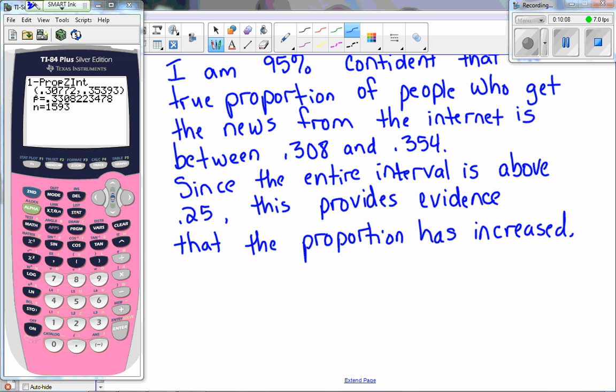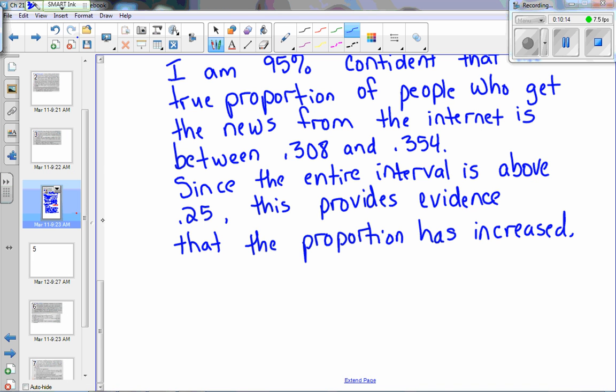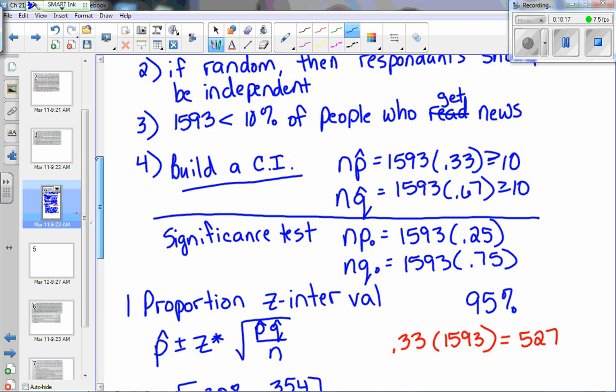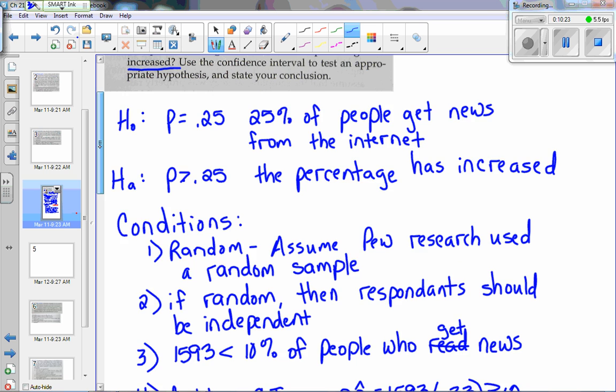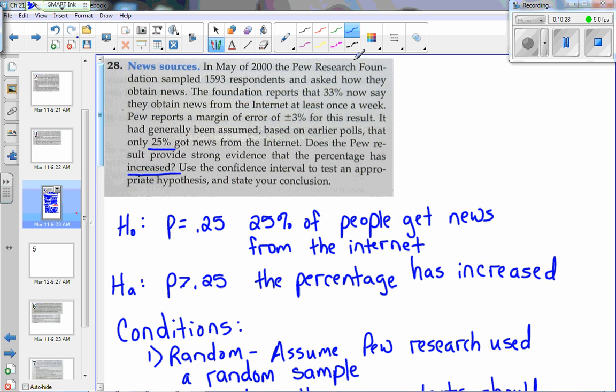Now, unless I was specifically asked to use a confidence interval for this situation, I wouldn't do that. I would do the typical significance test. I would go on and calculate a p-value and then see how unusual that p-value was. But here we were specifically asked to use a confidence interval.